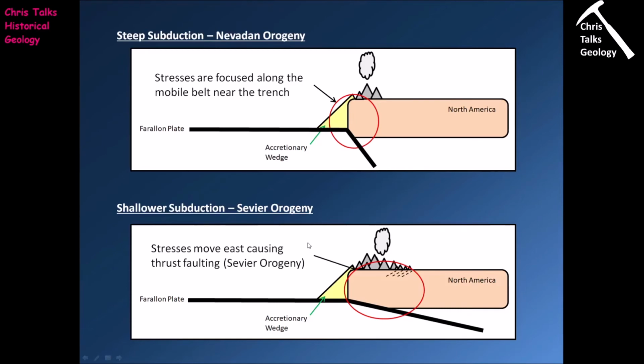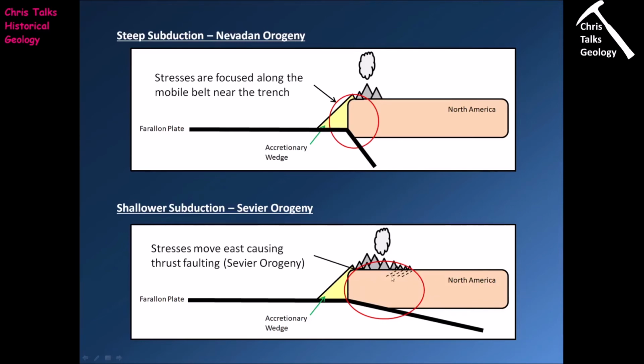Now, what we see as we move into the Sevier Orogeny is the angle of subduction getting shallower. As we've discussed, this means that volcanism begins to move eastward, so inland. But at the same time, it also means that we have a much greater area that's actively interacting with the subducting oceanic Farallon plate. And so these tectonic stresses are no longer being focused right at the front here. They're being spread out throughout a much larger volume of rock.